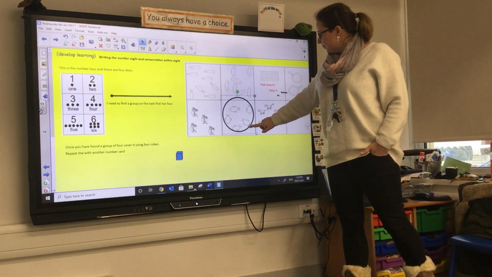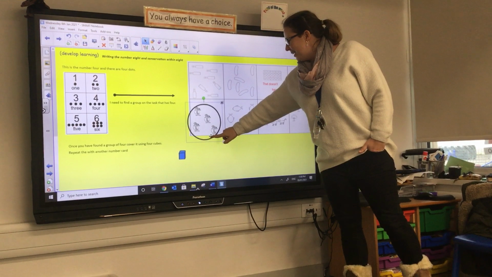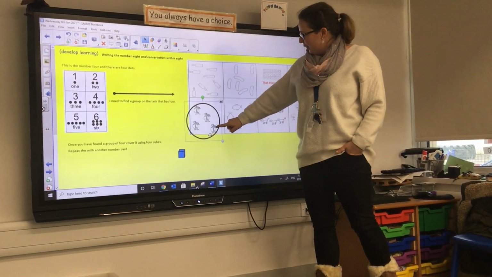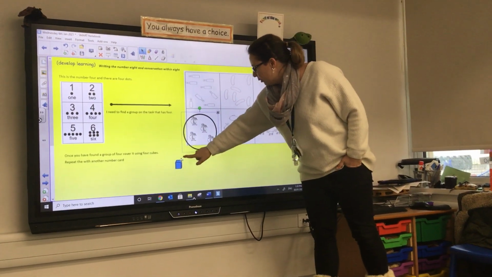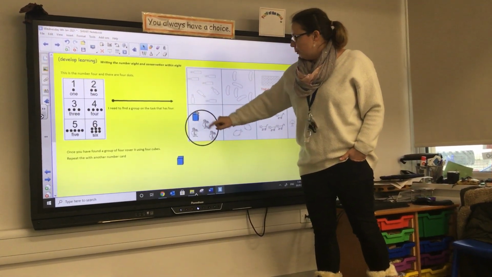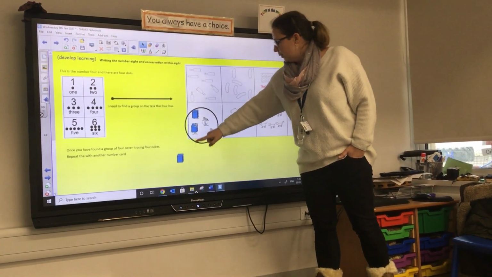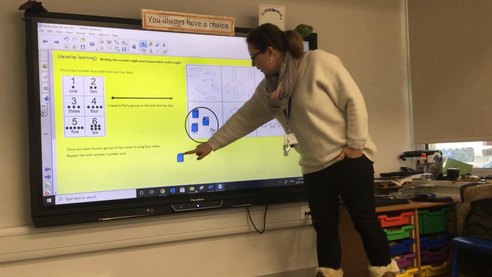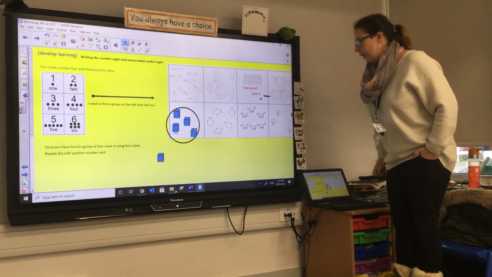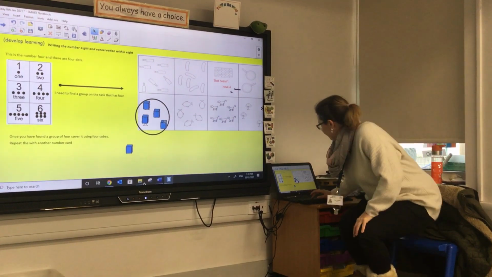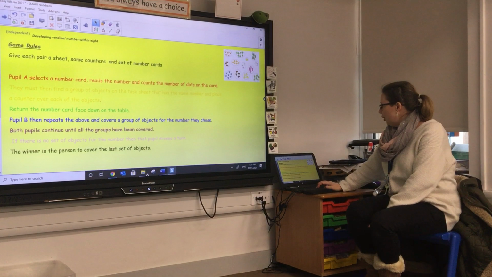Next one. Let's see. Aha! The mice. 1, 2, 3, 4. Now let's double check. You can use your counters or cubes or pennies that you might have at home to check we've got 4. So that's 1, 2, 3, 4. We've covered them up and there's 4 mice all together. Well done, fantastic.